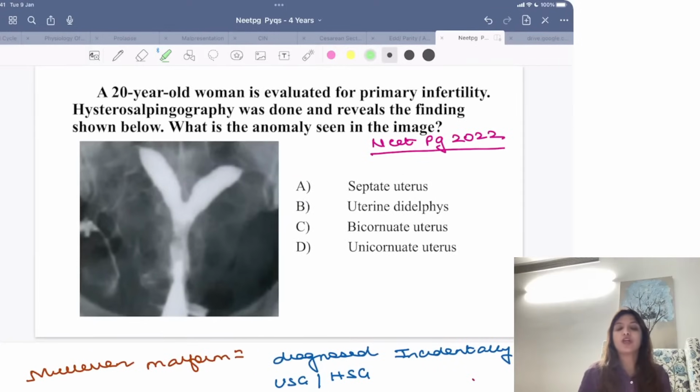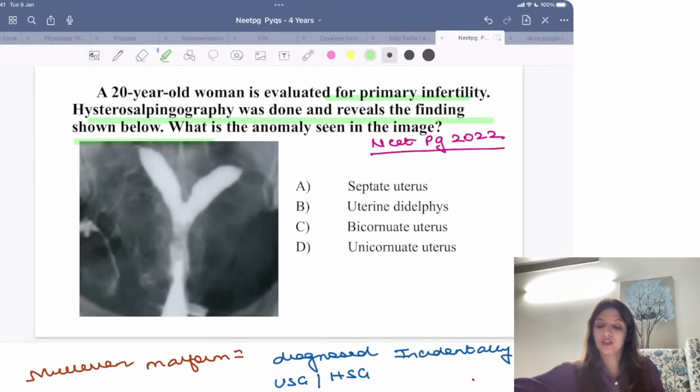Then comes the next question. Over here you have to identify this uterine anomaly. So this is an HSG picture. A 20-year-old woman is evaluated for primary infertility. HSG was done and the following finding was revealed. What is the anomaly seen in the image? Tell me. What is the anomaly seen in the image? Most of you are answering it correctly.